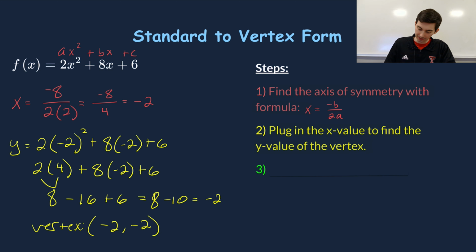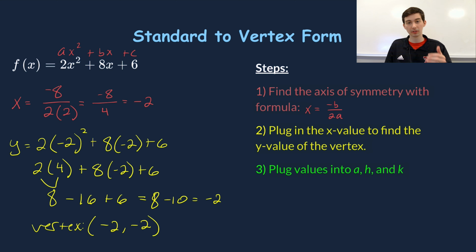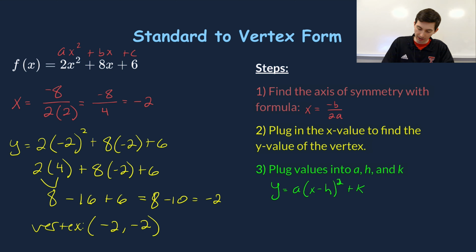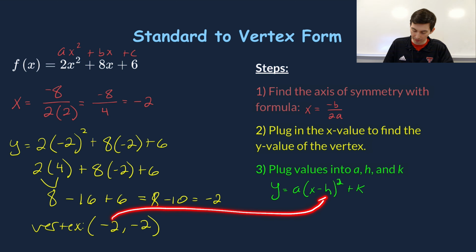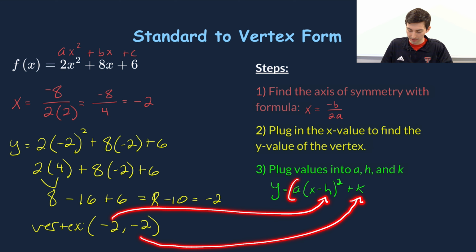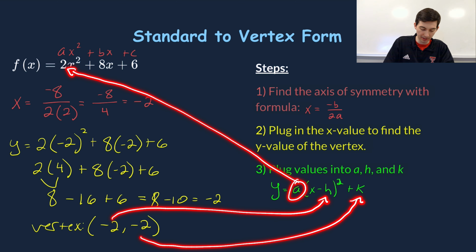And so now for my last step, I know the vertex, so it makes it super easy for us to plug it into vertex form, because all we need to do is plug in our a, h, and k values. So let's remember that our vertex form was y equals a times (x minus h) squared plus k. And I know my vertex, the x value of my vertex is h, and the y value of my vertex is k, and this a value is going to be the same that it is up here.